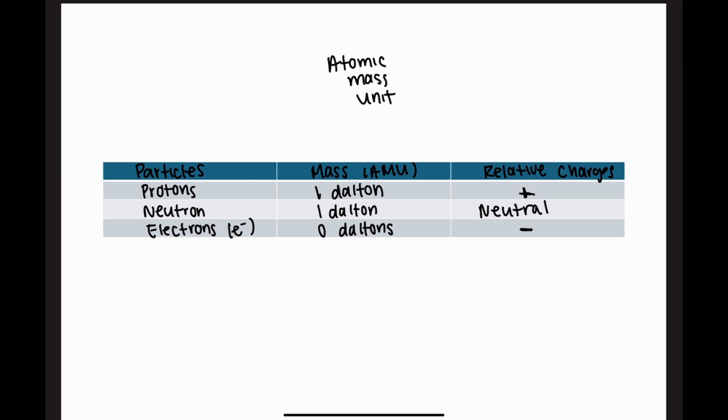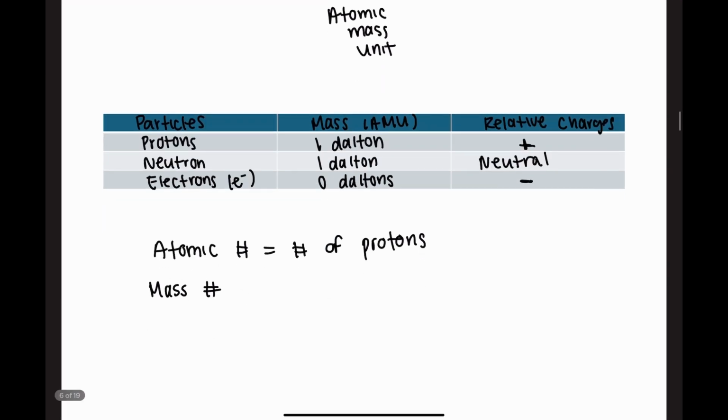We said that the atomic number denotes the number of protons in an atom, and this number of protons is what defines which element we are talking about. We also discussed that the mass number can also be known as the atomic mass.